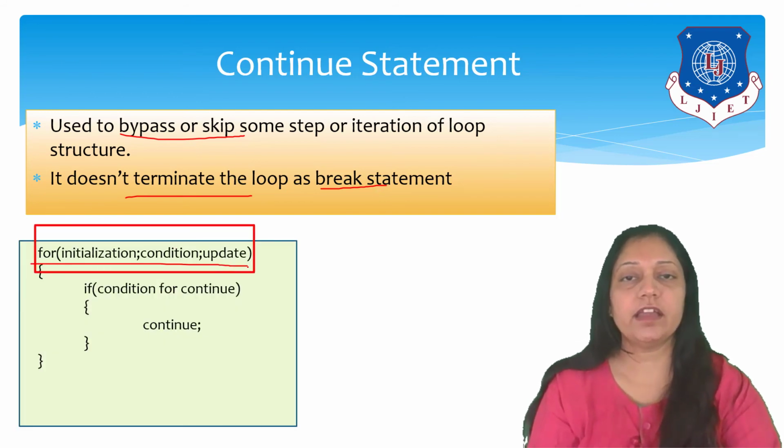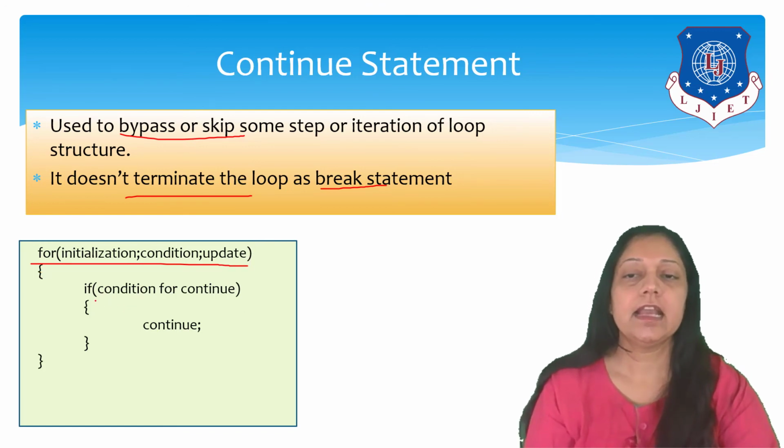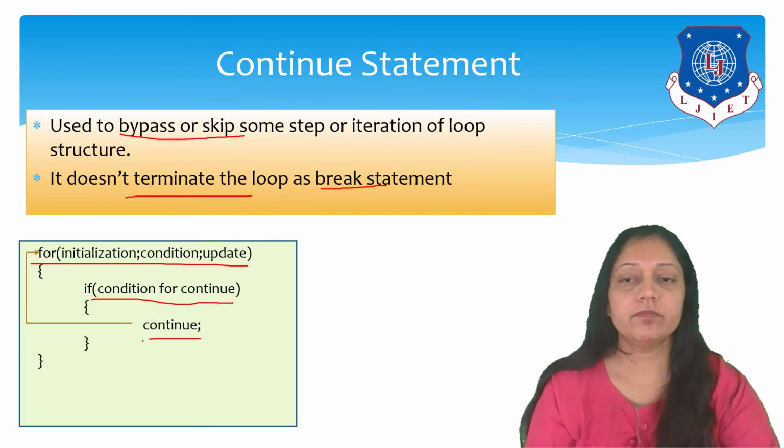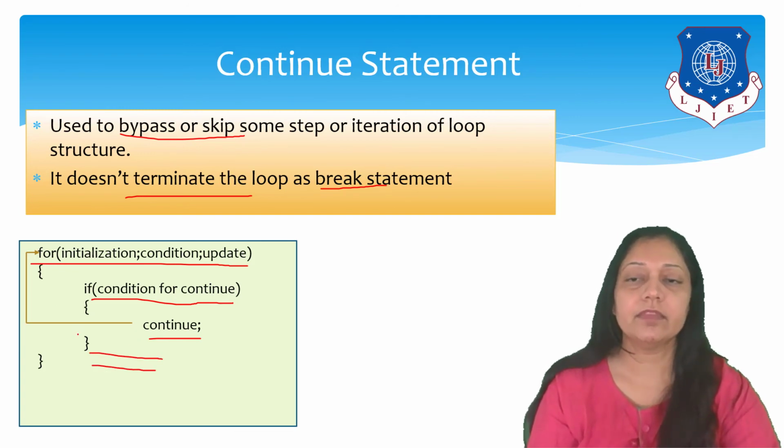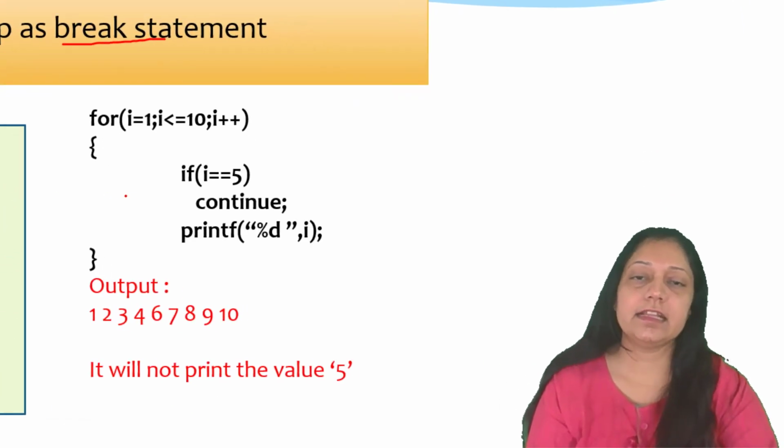We have a for loop where in brackets we have initialization, condition and update. Inside the for loop, I have some condition for continue. If the condition is true, continue is executed. Whenever continue is executed, it will skip all the statements after the continue statement and immediately go to the update part of the for loop. After update, again it will check the condition and come inside the loop. Let's see with an example.